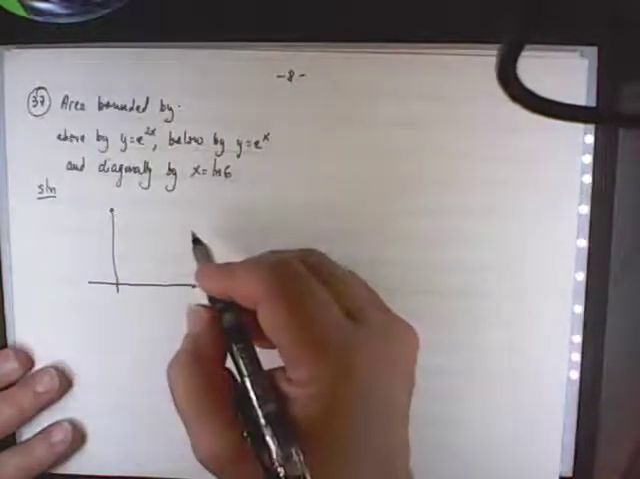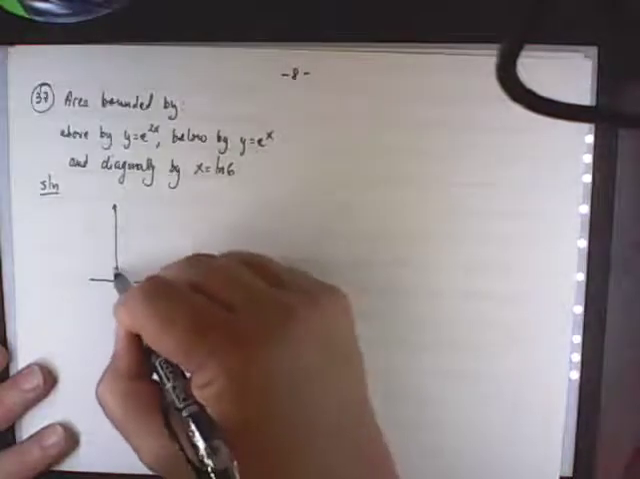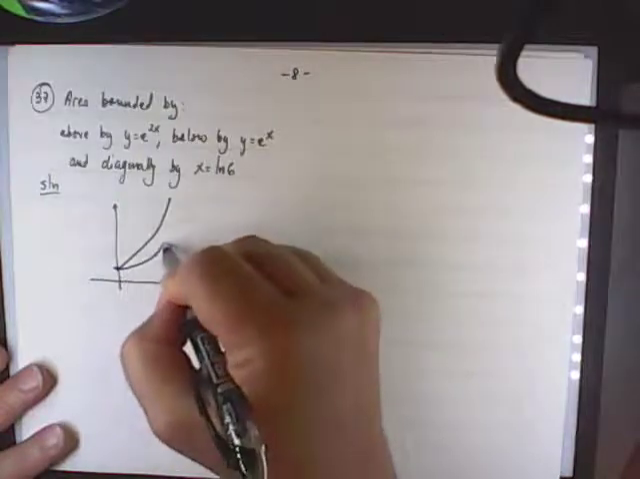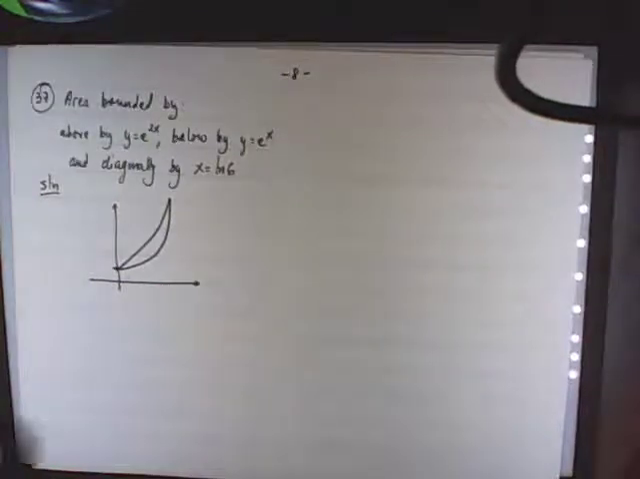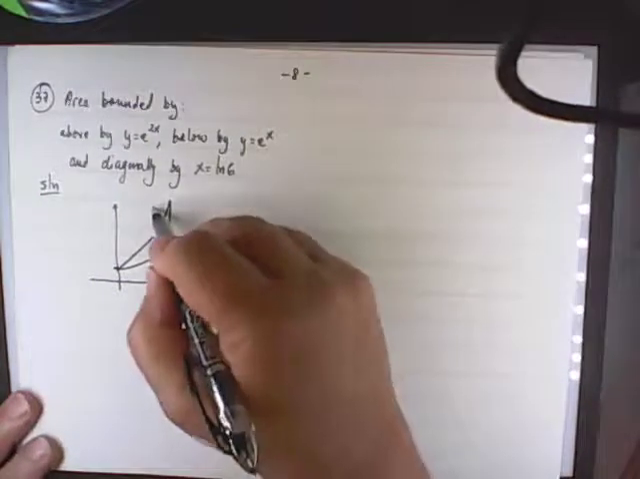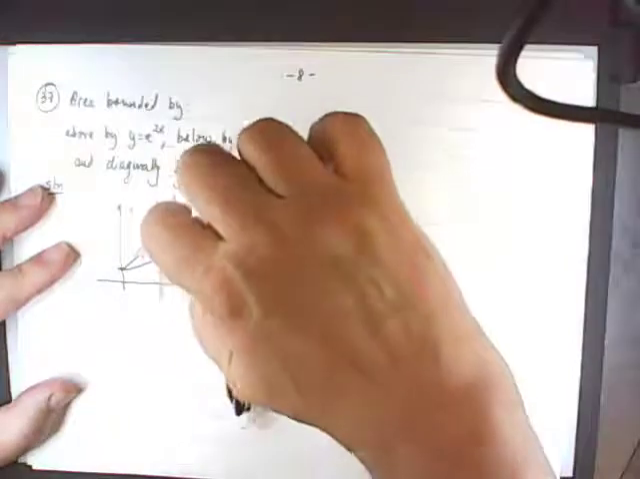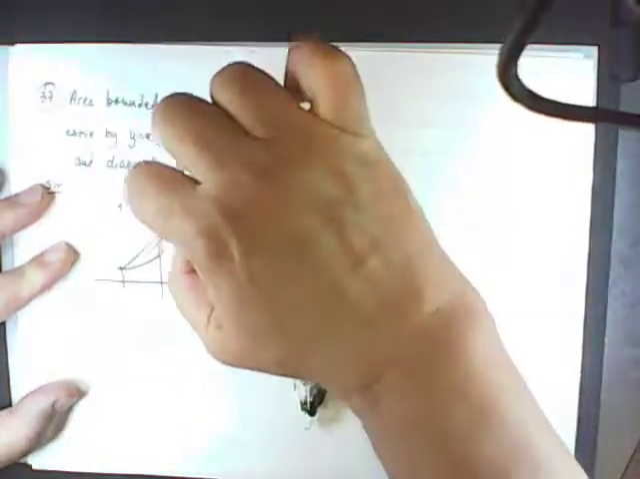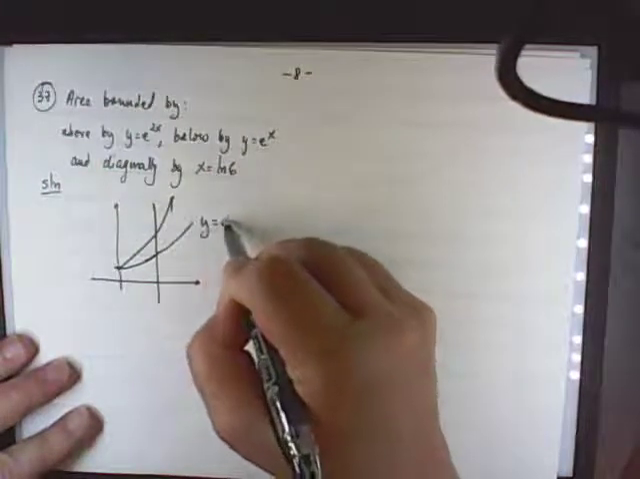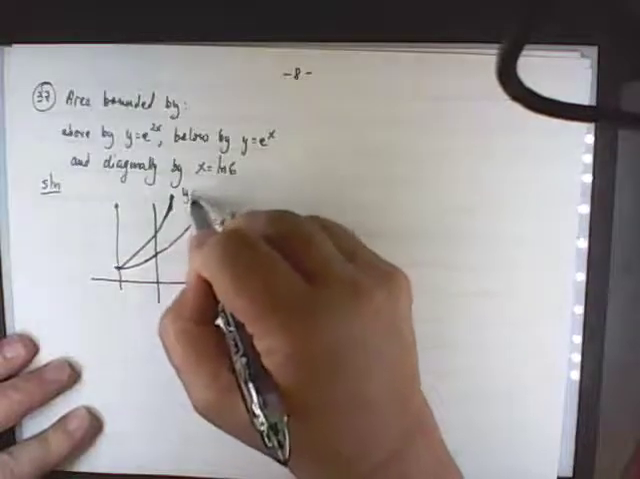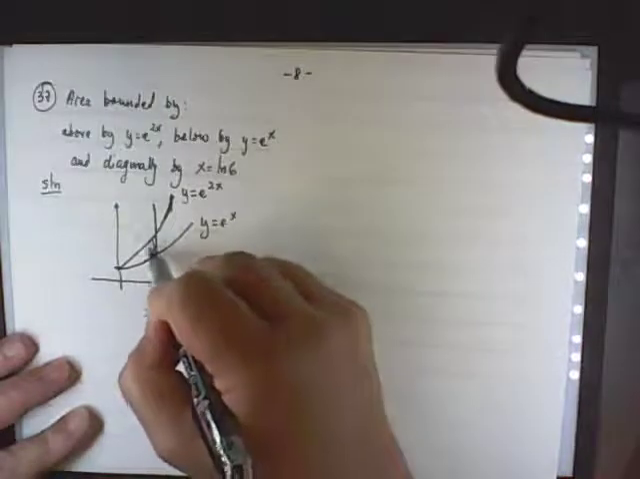They both intersect at x equals 0. So you have one function that looks like this, and the other looks like that, and the intersection is right here. I didn't draw it correctly, but the point I'm trying to make is this. The slow curve is y equals e to the x, and the fast curve is y equals e to the 2x. And x equals natural log of 6 is a straight line. And this is the region.